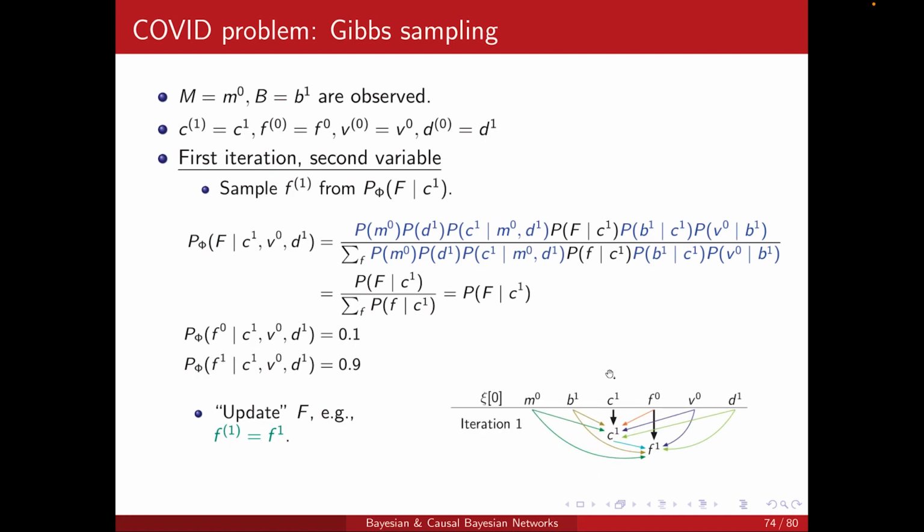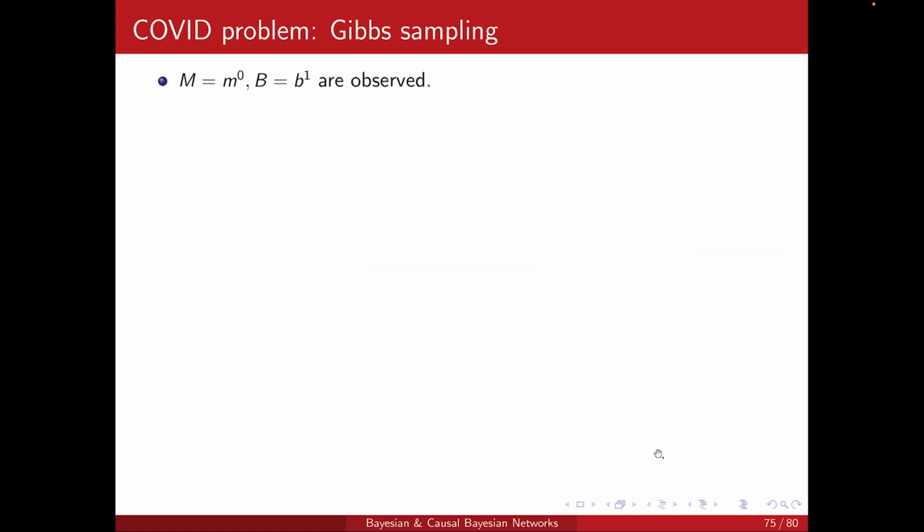Now, a summary of what happened so far. I updated C1. When I was updating F1, I used all of V0, D1, M0, B1, but not the original value of C1. I used this new one. Well, in this case, again, they were the same, but it won't be the same with V1. When I want to update V1, I shouldn't use F0. I should use the new value F1 here.